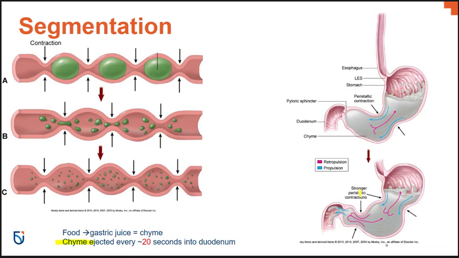Now, as contractions within the stomach get stronger, what will end up happening is some of this liquid chyme is going to be ejected. This happens about every 20 seconds, where it's ejected into the first part of the duodenum by bypassing the pyloric sphincter, which is right here. And food will be sent then in the form of chyme into your duodenum of the small intestine.